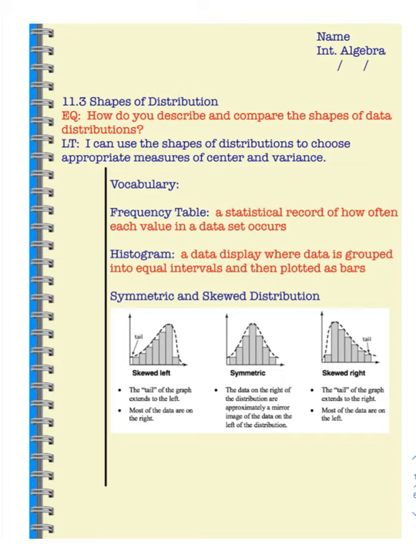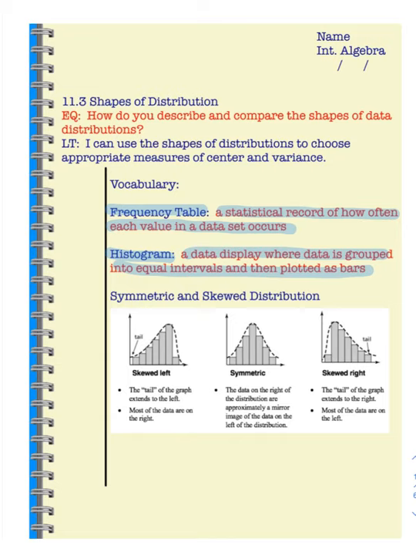In today's lesson, we'll be looking at shapes of data distribution. We are going to describe and compare shapes of data distribution and then use that to choose appropriate measures of center and variation. We'll be looking at this through frequency tables, which are a statistical record of how often each value in a data set occurs, and we'll be looking at histograms, which are a data display where data is grouped into equal intervals and then plotted as bar graphs.